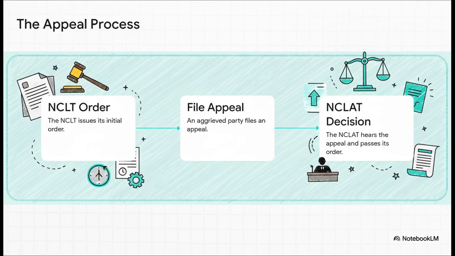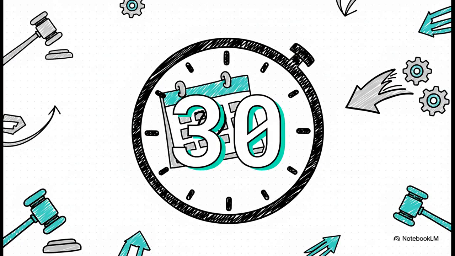The process itself is pretty simple on paper. So the NCLT hands down an order. Then, if you're someone who's been negatively affected by it, or aggrieved in legal terms, you file an appeal. From there, the NCLAT takes a look and makes its own decision. Simple, right? But, and this is a big but, you have to be fast. You have just 30 days. That's it. 30 days from the date of the NCLT's order to get your appeal filed.